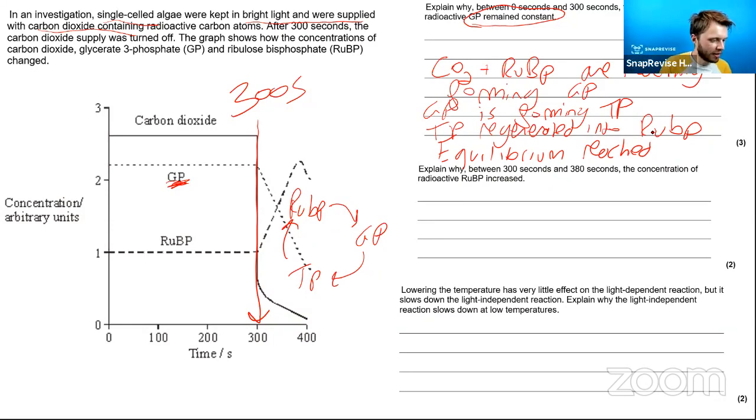Okay, carbon dioxide isn't limiting. You don't really need to say that for this question. We're sort of assuming that it's not limiting because it said there's so much. In fact, no, actually, I disagree with myself. Definitely say that. So lots of CO2 is reacting with RuBP, producing lots of GP, producing lots of TP, producing lots of RuBP, going round and round and round. At the same rate, it is being reduced.